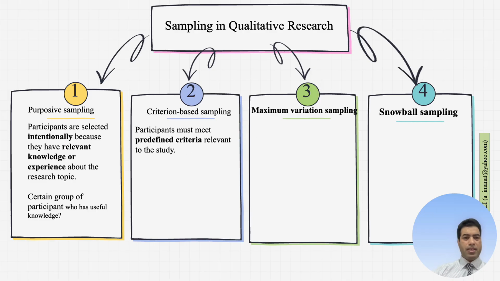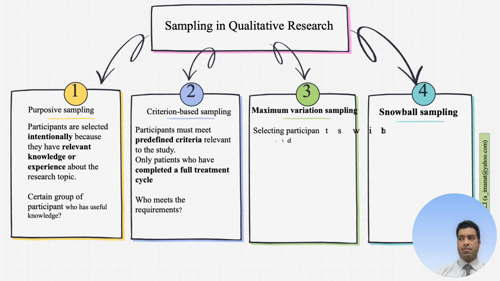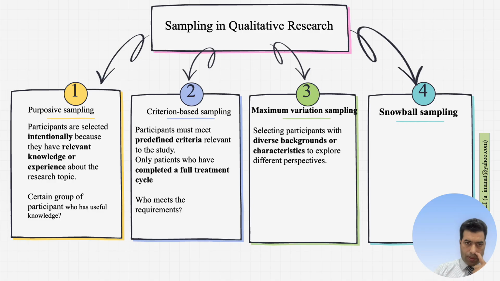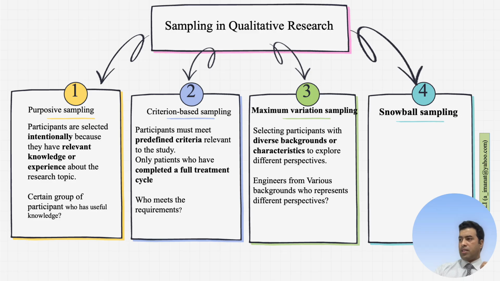Then criterion-based sampling, there are specific criteria for the participants, for example, only patients who have completed a full treatment cycle. So specific criteria, who meet the requirement. Then about maximum variation, maximum means a lot, not something limited. Persons are selected with diverse background characteristics to explore different perspectives. Engineers from various backgrounds who represent different perspectives, for instance from different countries, different cultures.